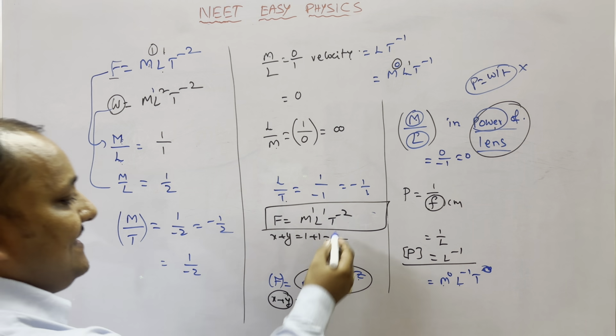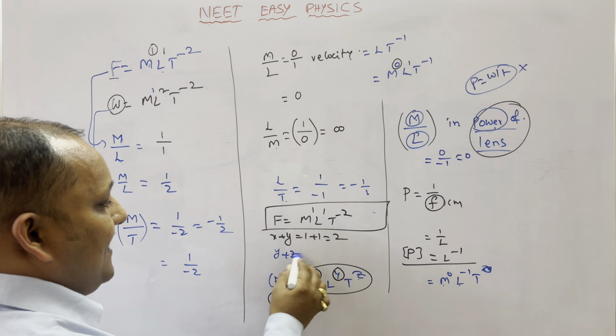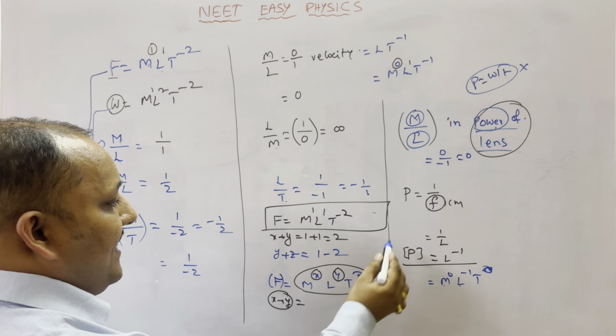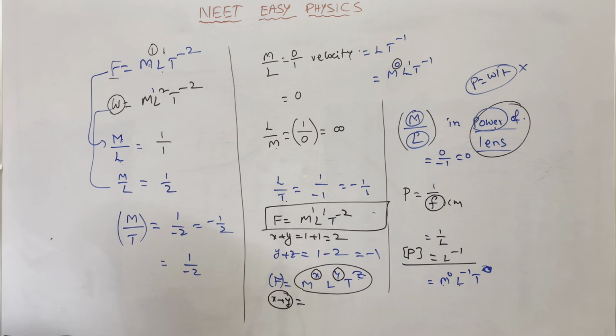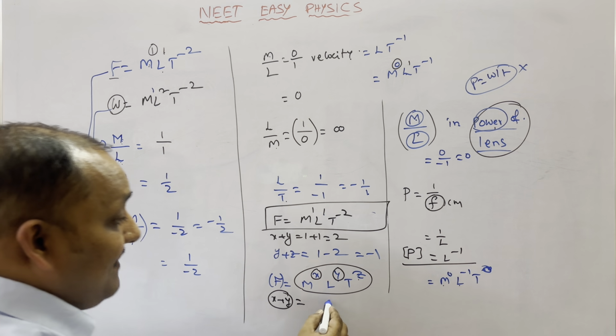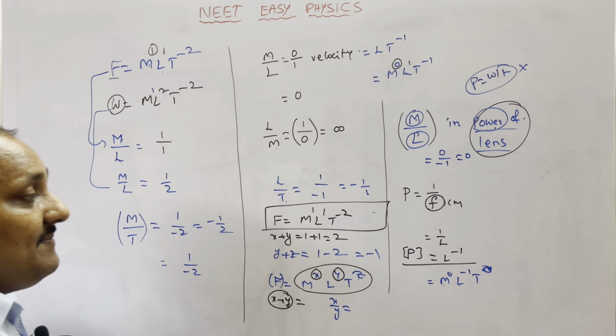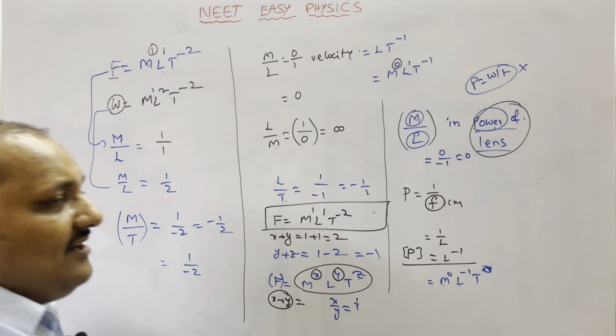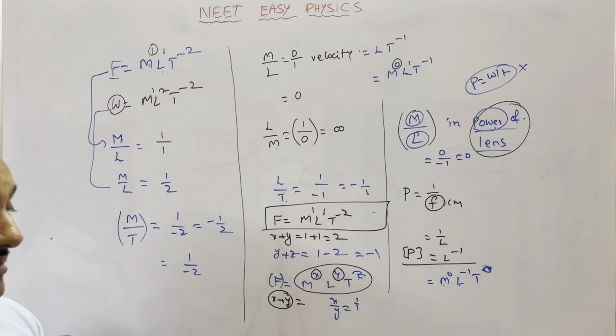So what is the y plus z value, they will ask? y plus z. What is y in force? 1. z is minus 2. So 1 minus 2, that is going to be minus 1. What is x by y, they will ask? x value 1, y value 1. Therefore 1 by 1. So like this also they are going to ask.